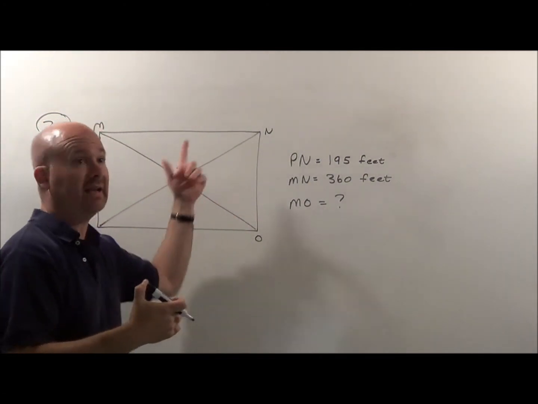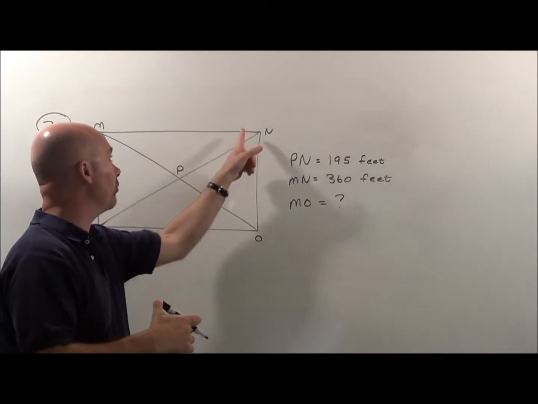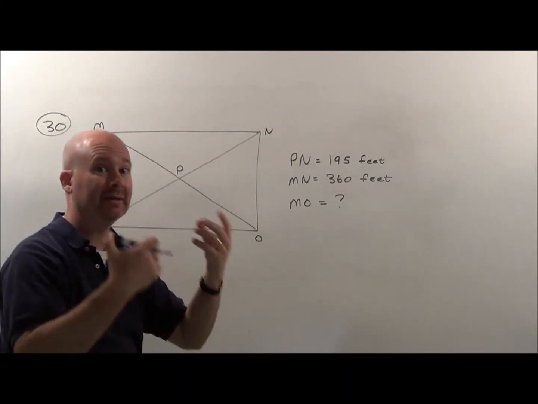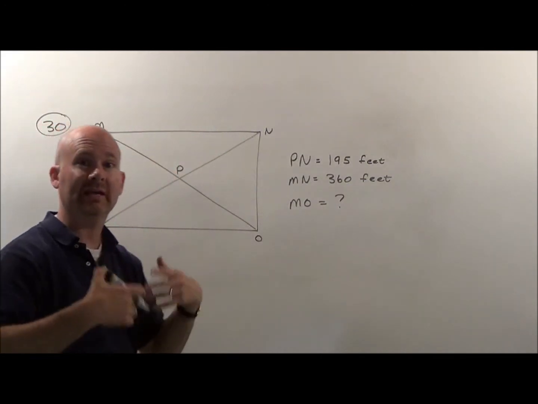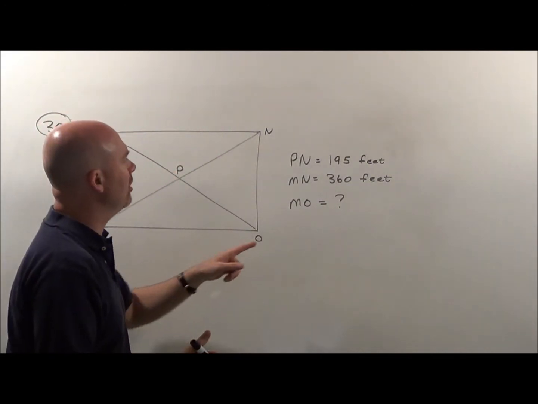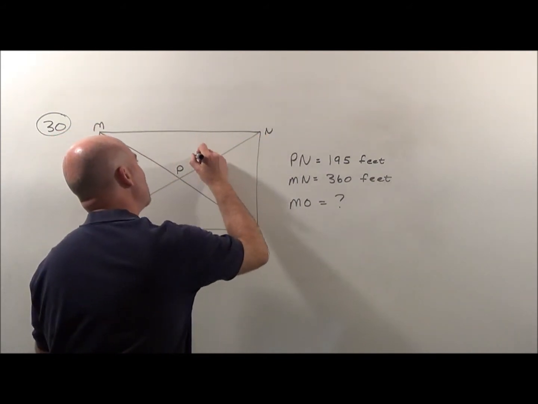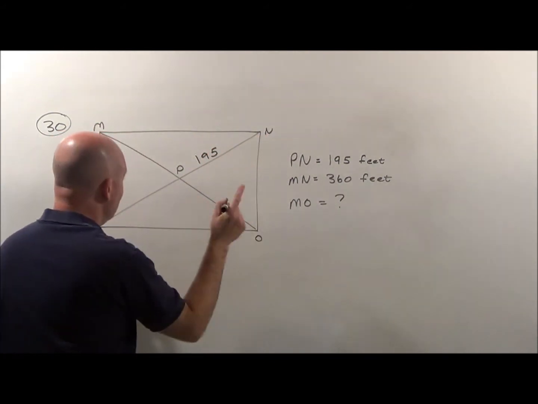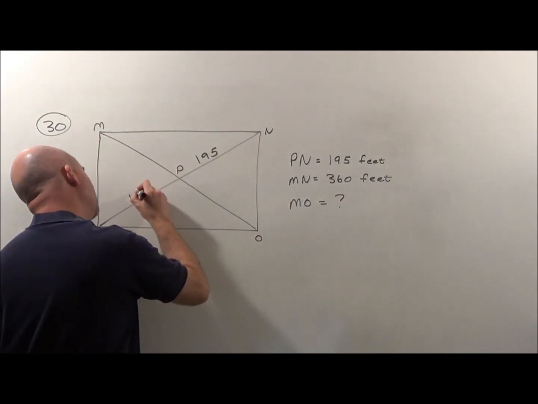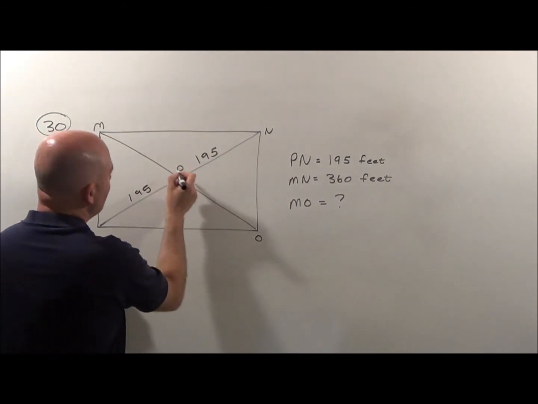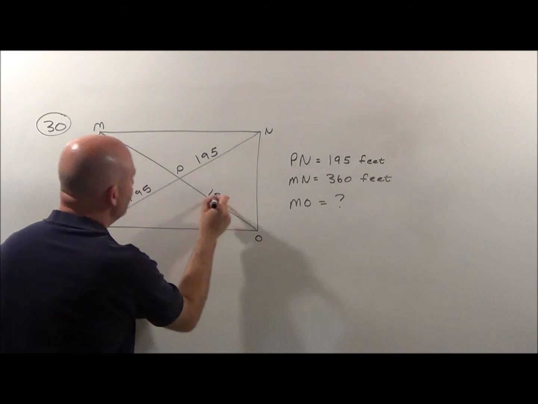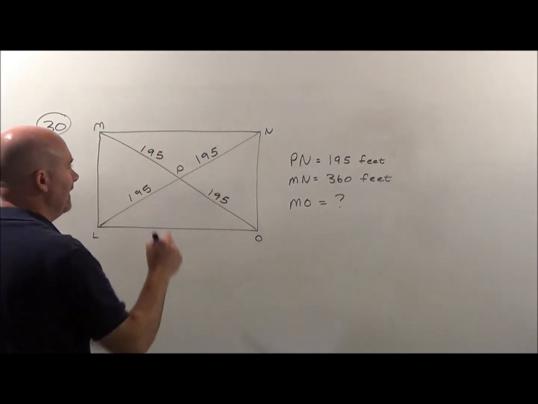But otherwise I'm looking for the right angles, since all of them are right angles, and I got a bunch of triangles here, so I'm thinking maybe Pythagorean theorem. But let's see what we have. It says PN, P to N is 195. So this length right here is 195. Before I go any further, if he's 195, I know this guy's 195, and I know that this is 195, and this is going to be 195.